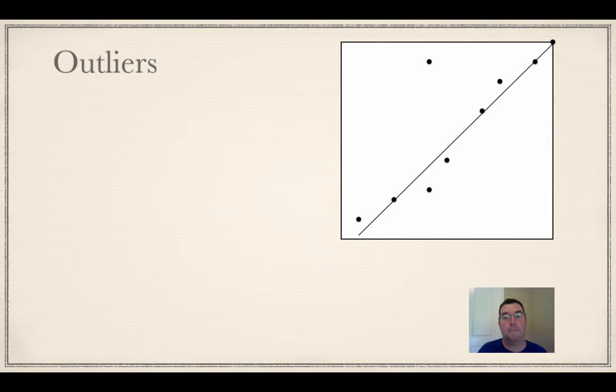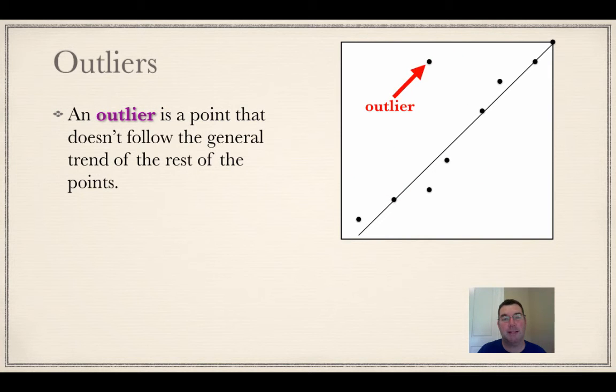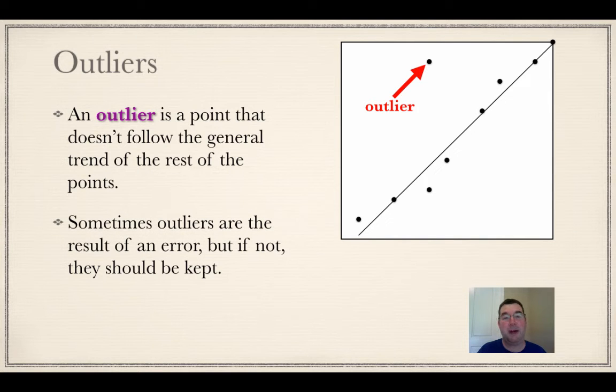Outliers. Outliers are basically just those numbers that don't fit the general trend of the rest of the data. And it might be because of an error, but if it's not because of an error and it's just a weird number, you still need to keep it because it does factor into all of your measurements.